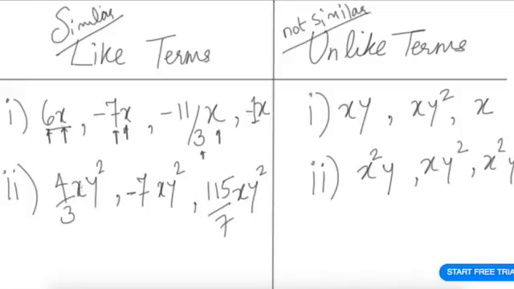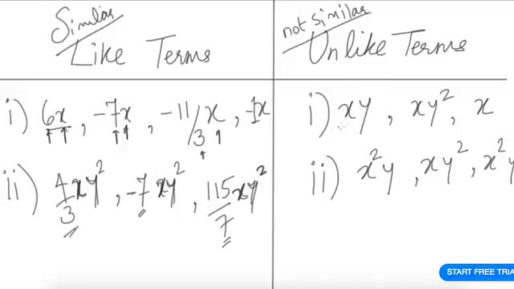Another example of like terms is xy square. Another term also has xy square. Another term also has xy square. The coefficient could be any number. It does not matter. We can add, we can subtract these like terms.